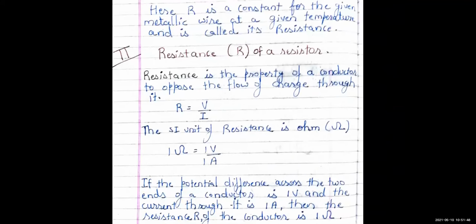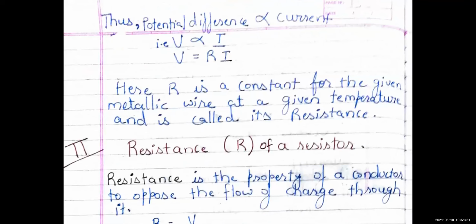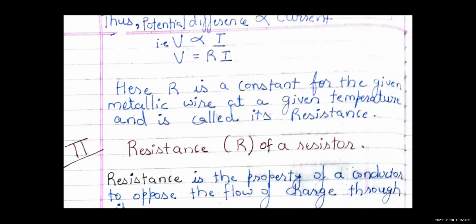As we know from the statement of Ohm's law, potential difference is directly proportional to current, right? So this can be written as V is proportional to I. And we know when we remove the proportionality sign and put an equal sign, a constant will come. So R is the constant here. R is the constant for the wire at a given temperature and it has a name, its name is resistance. Okay, beta. So this is your Ohm's law. Now let's go towards resistance.